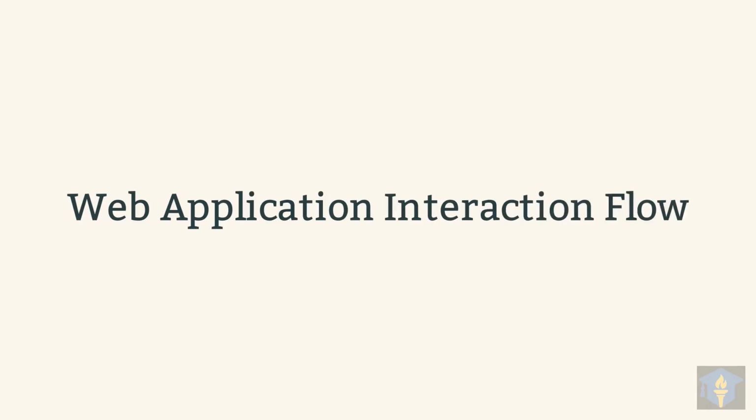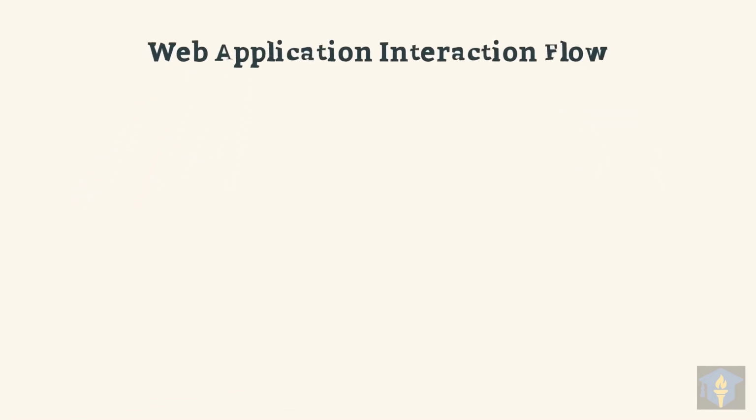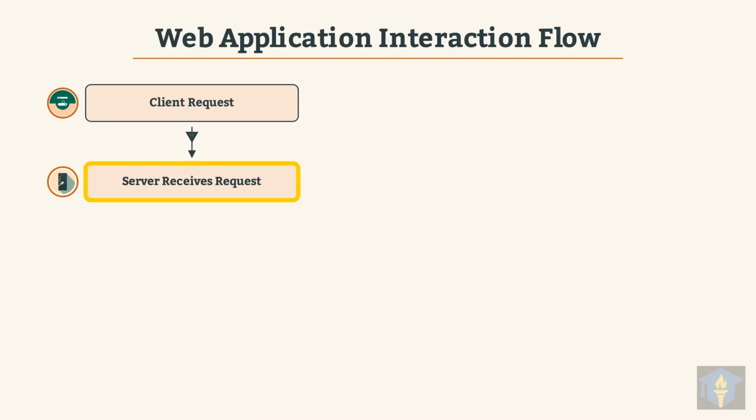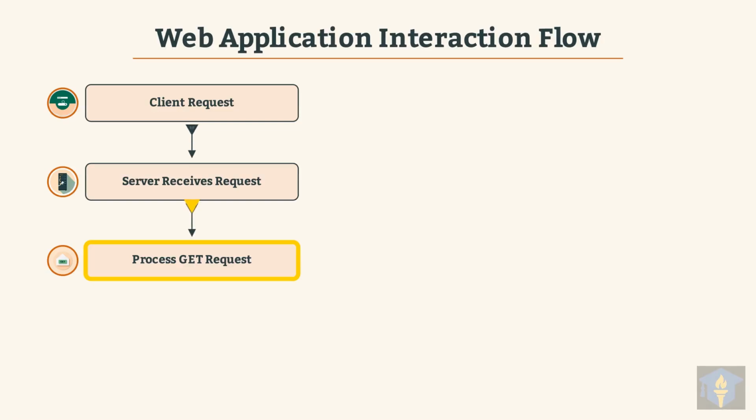Let's visualize the typical interaction flow within a web application, understanding how clients and servers communicate. It all starts with a client request, where your web browser sends a message to the server, asking for information. Next, the server receives the request, meaning the web server acknowledges and accepts the incoming communication from the client.